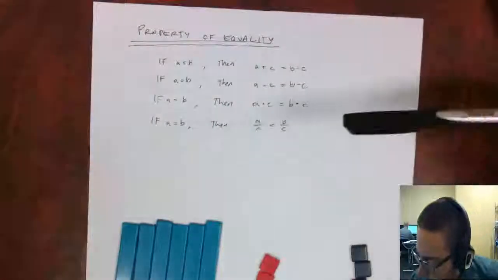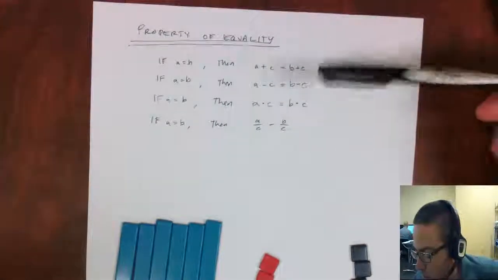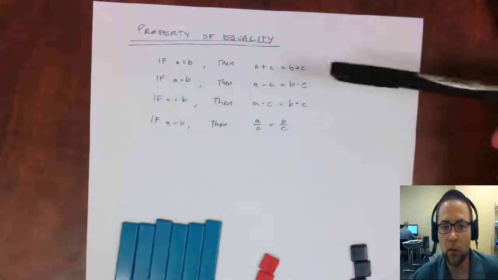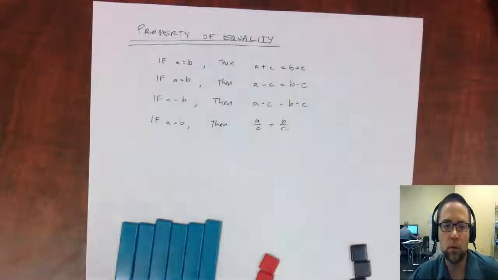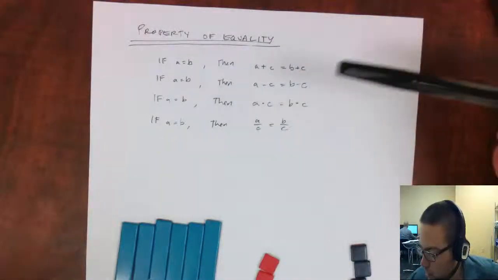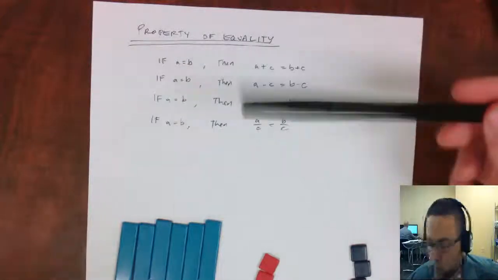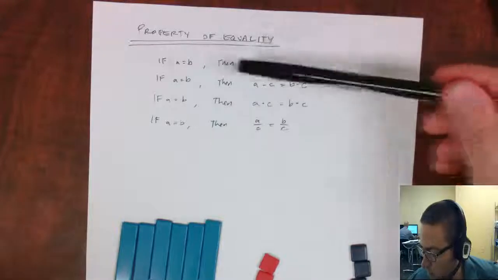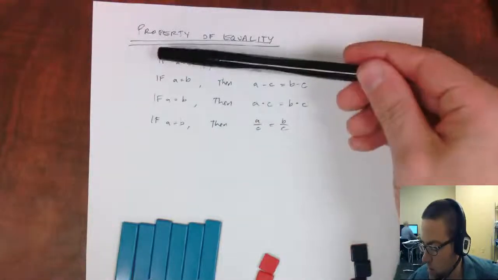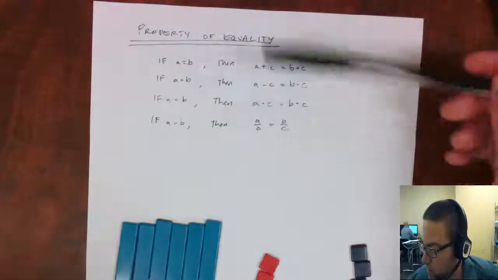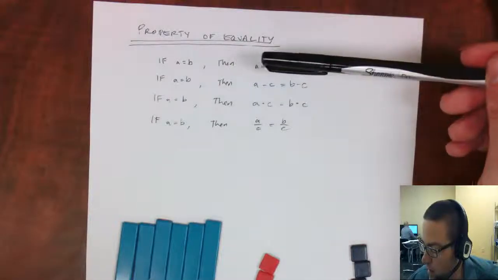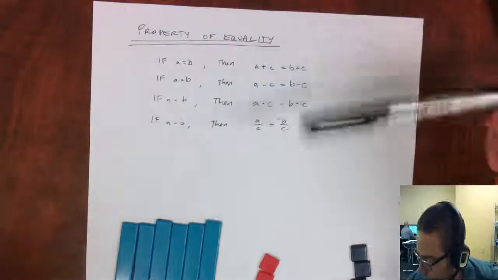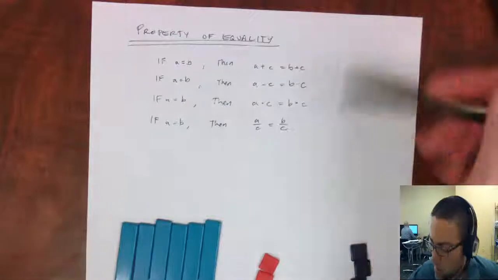Okay, and in talking about equation solving, we need to be aware of this very important property of equality. This is kind of like the golden rule of algebra. It says that whatever you do to one side of the equation, you have to do to the other. Sometimes it's written like this: if A is equal to B, then A plus C is equal to B plus C. This is just saying I can add C to both sides.